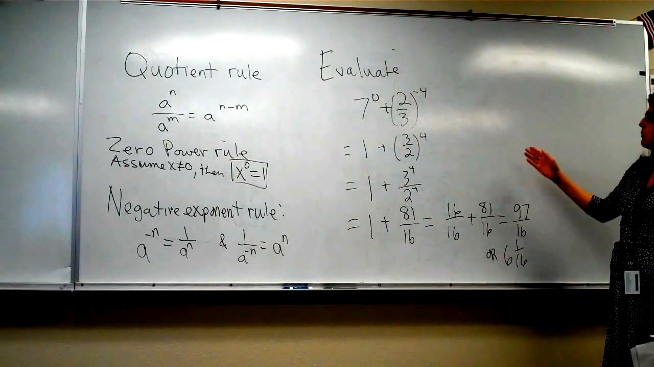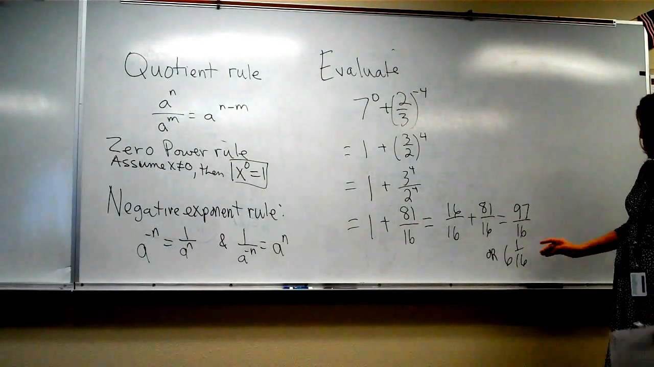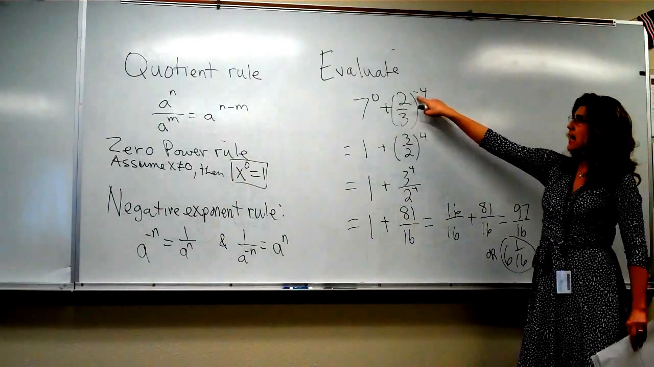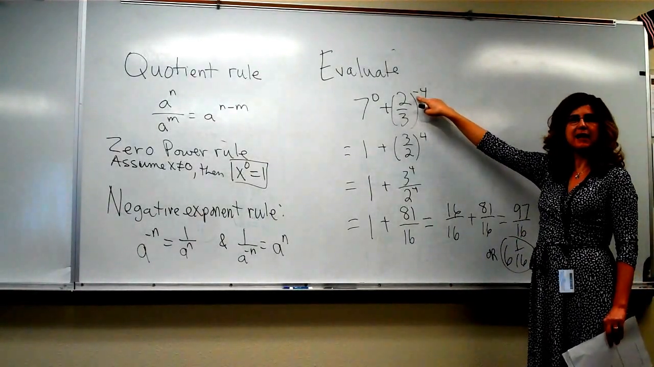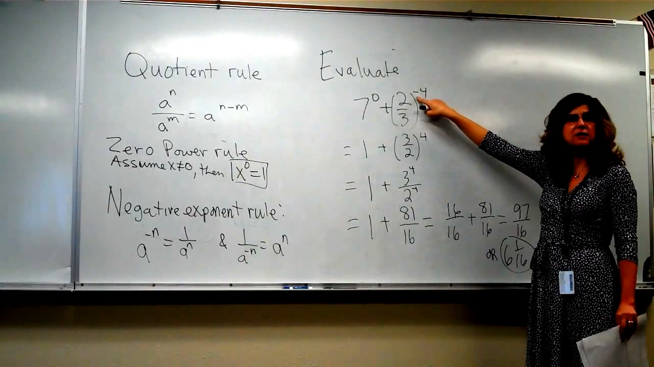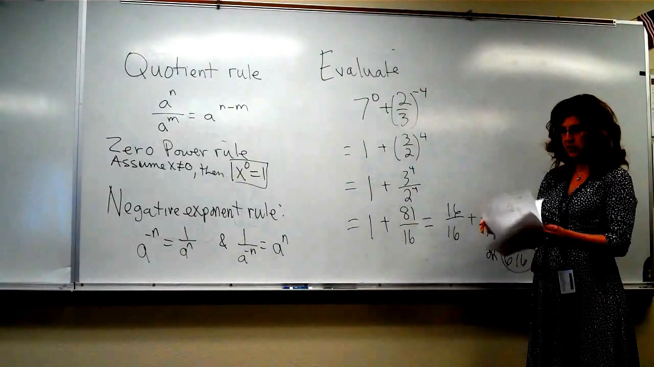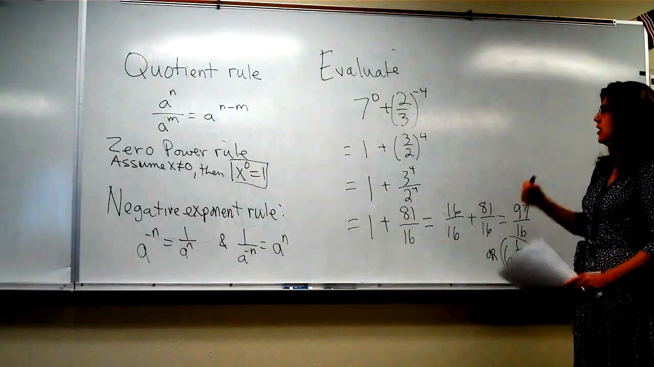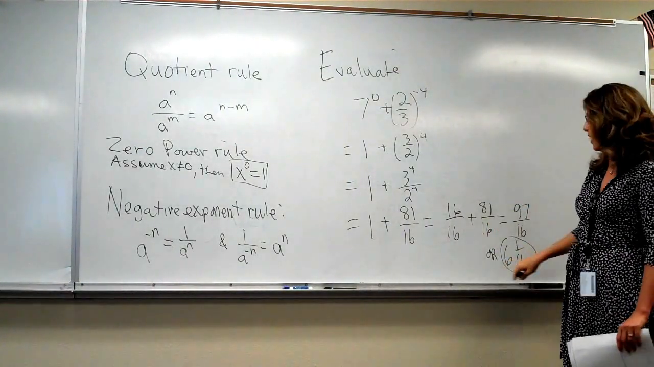All right, so when we evaluate this, notice that we get a very surprising answer. When we see a negative exponent, that doesn't mean we're going to get a negative number. Sometimes we get a negative, sometimes we get a positive. That negative exponent just says, take the reciprocal. Right now, take the reciprocal. Do not pass go, do not collect $200.